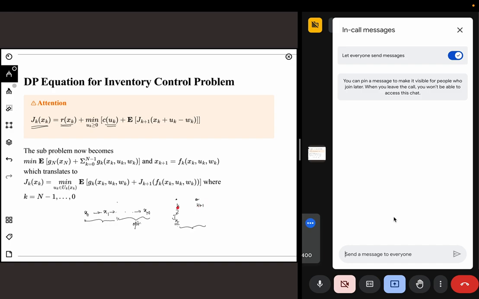So at the kth step, my decision includes r of xk, the holding cost, plus c of uk, which is the cost you incur for purchasing. Once you do this, you will be at the k plus 1 step. At the k plus 1 step, whatever decision you take should be such that you minimize the cost at the k plus 1 step. So the cost at the k plus 1 step is Jk plus 1 of xk plus 1. This entire thing is basically xk plus 1.